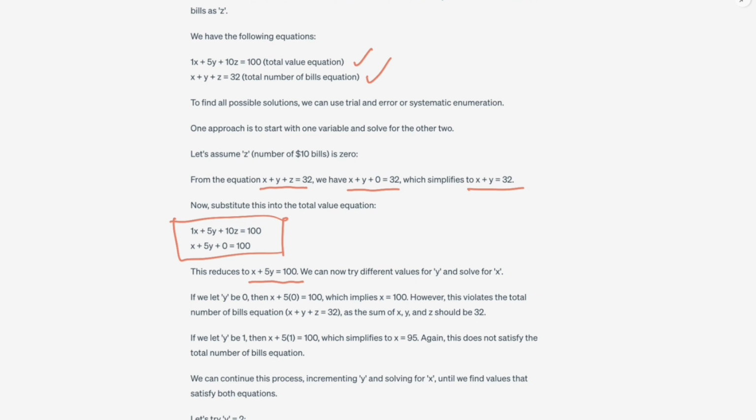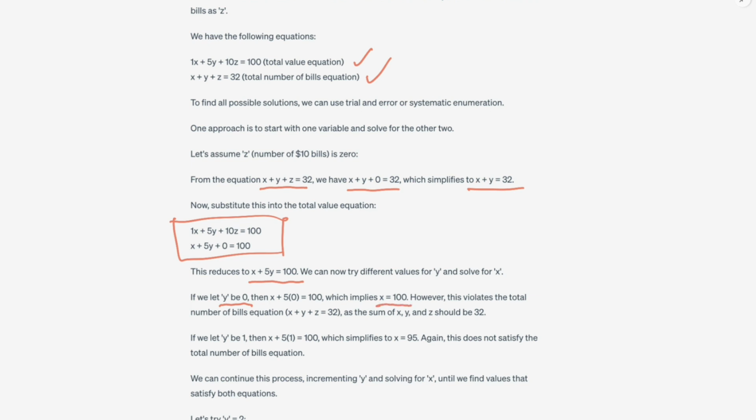Now if we let y be 0, then x plus 5 times 0 equals 100, which implies that x is 100. So here we began by assuming that z was 0. And then the hope was that with that we could solve for x and y. But in solving for x and y, he makes another assumption that let y be 0. So two assumptions. If we let y be 0, then this is what we have. It means that x is 100.